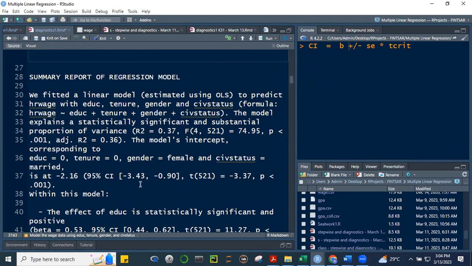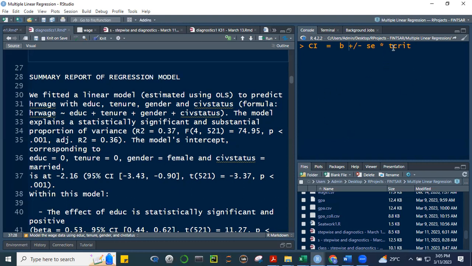So you notice that it's not possible to have 0 between your confidence interval. Hence, we're able to conclude that our inference that beta sub 0, the intercept, is equal to 0 is rejected, because based on a 95% confidence interval, it's not possible for 0 to be reached. Negative 3.43 is the lower limit, negative 0.90 is the higher limit. So it's not possible to have 0 in this interval.